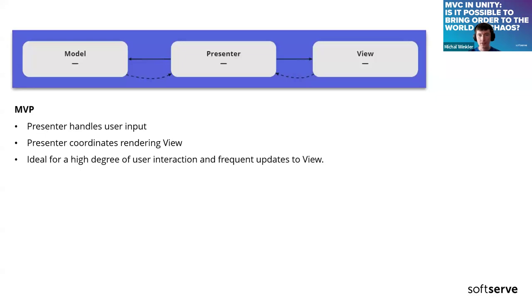Model View Presenter organizes the code into three distinct units. The presenter sits in the middle and organizes and coordinates the other tiers. In this case, the presenter receives input from the user primarily. The presenter will coordinate the rendering out with the view. And when you have a high amount of user interaction and frequently updated views, this is one great solution.